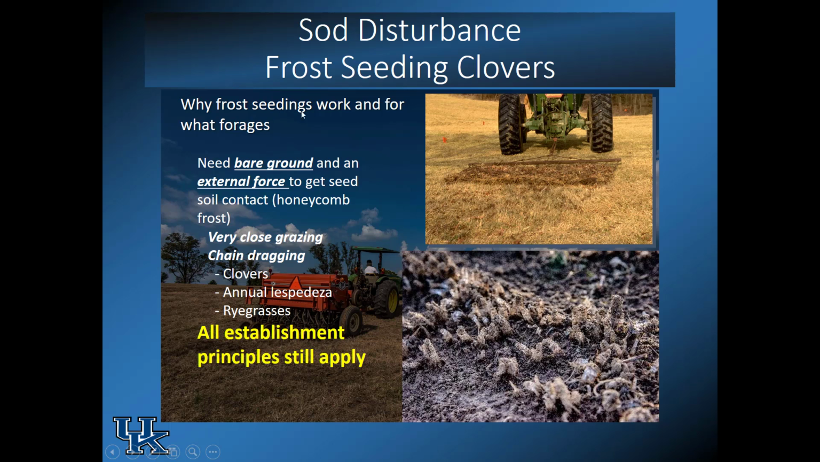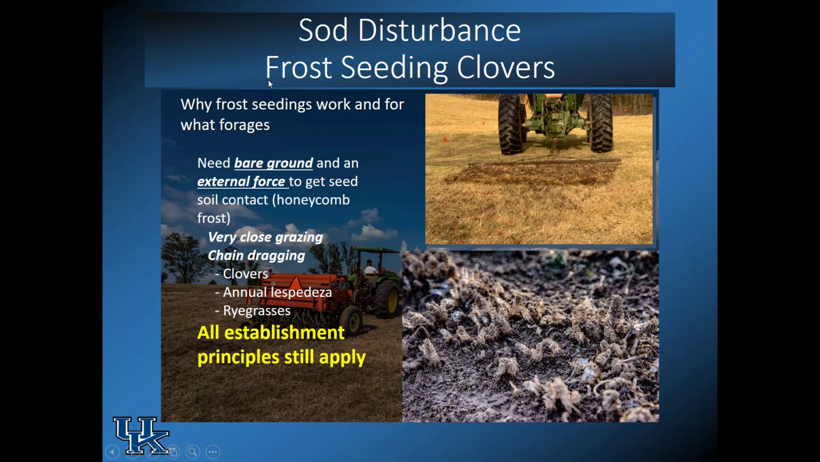And why do frost seedings work, and for what forages? Well, they work because they need bare ground and an external force to get seed soil contact, as opposed to the Brillion seeder and the cultipacking roller, or the no-till drill and its double disc openers and press wheels. In this case, we're using Mother Nature and this torn up sod to let the seed land on bare dirt. Now, we need some external force. Now, it can come from rain. It can actually come from hoof traffic.